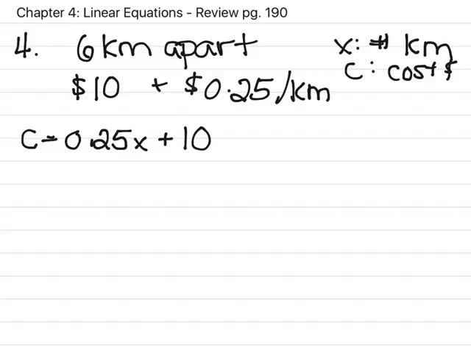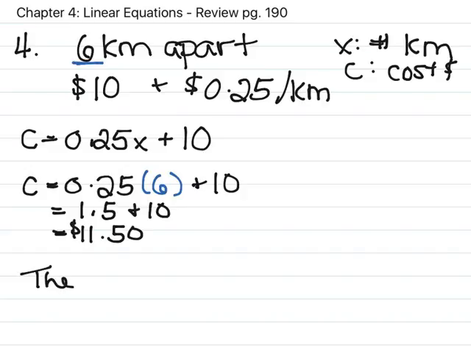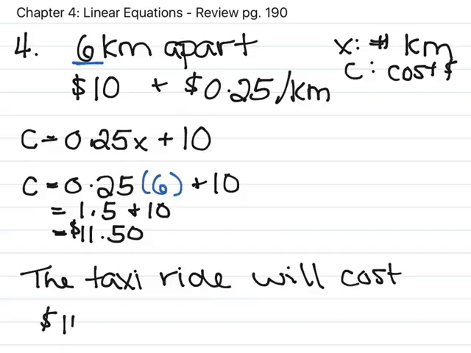So Alan is going to be traveling from his house to Drew's house. So he's going to be going 6 kilometers. So we're looking for c, and you know that x is going to be 6, so you can plug it into the equation and solve. So 6 times 0.25 gives you 1.5 plus 10, which gives you $11.50. So the taxi ride will cost $11.50 to Drew's house.